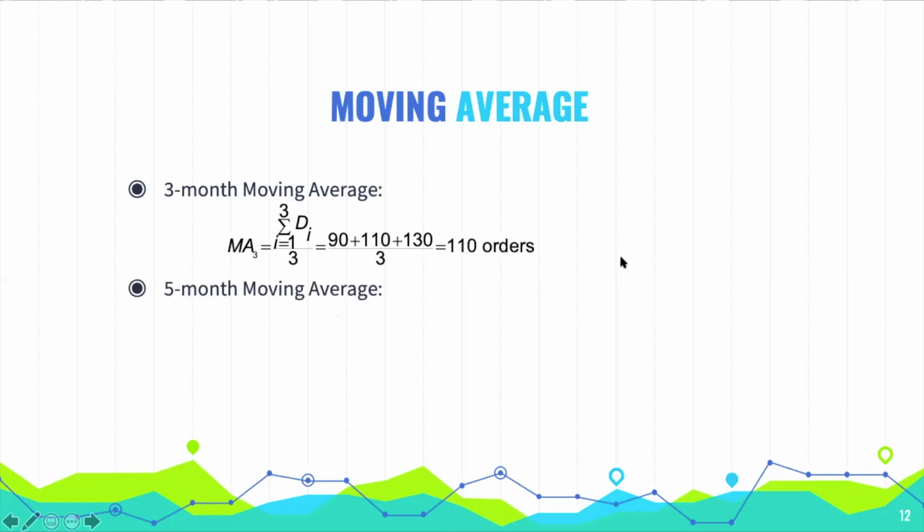If we use 5-month moving average, the formula would be the last 5 months. So that would be from June, July, August, September, October. So divided by 5, the moving average is 91 orders.